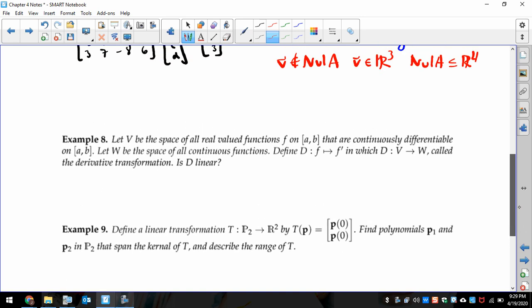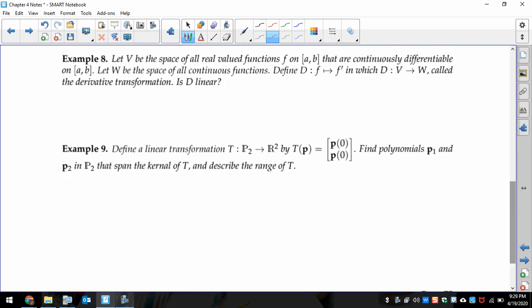All right, a couple last examples here about mappings between vector spaces. Example 8 here is a mapping with which you are familiar. It says let V be the space of all real valued functions on an interval A B. So this is a very calculus-like proposition. So you've got some real function that's defined on the interval A to B, that's continuously differentiable. Continuously differentiable just means that you can take its derivative and its derivative is continuous, and that you can keep doing that again and again and again.